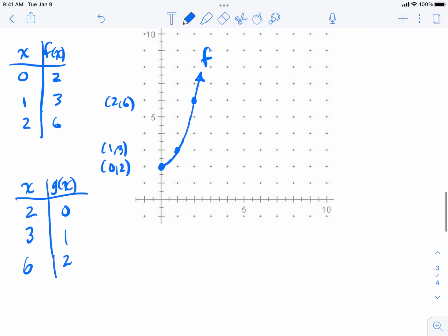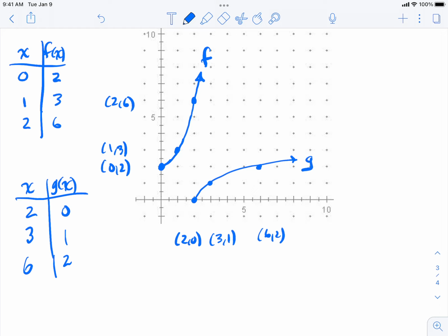Anyway, I got some nice points here. Let's do it up. X is 2, y is 0, boink. X is 3, y is 1, boink. X is 6, y is 2, boink. So here's our g function, something like this. It's a square root function. And for reference, that was the point (2, 0), that was the point (3, 1), that was the point (6, 2). Okay, cool. And that's g.